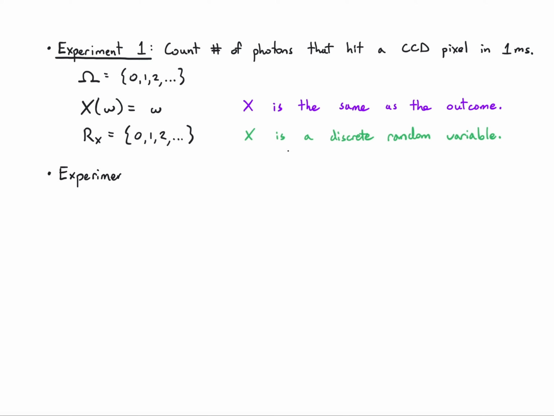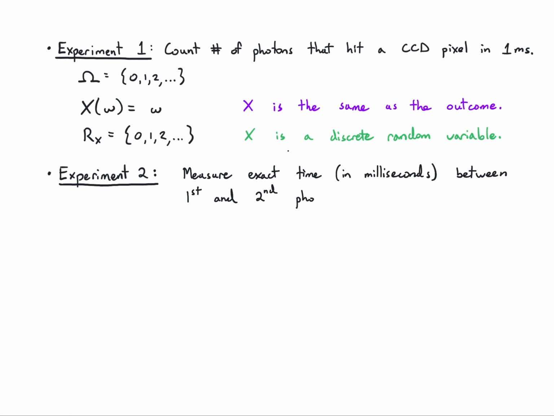Second experiment. Let's say what I'm now going to do is measure, for this same kind of setup, the exact time in milliseconds, including decimals, between the arrival of the first and second photon at this CCD pixel. So maybe I get my first photon, and now I count how many milliseconds it takes to get the second photon. So the sample space is between 0 and infinity, including 0.